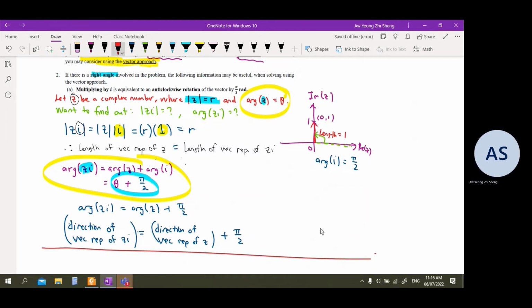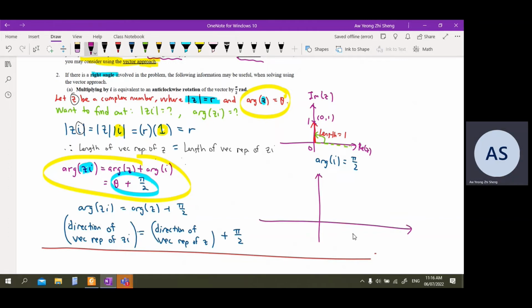Okay, and so what can we conclude from here? We know that earlier the modulus of zi is r, therefore we deduce that the length of the vector would remain unchanged when you multiply the complex number by i. And when we study the argument, we know that the argument gets added by pi over 2. So that means for whatever complex number z, I just draw a random complex number here, maybe somewhere in quadrant 4. Suppose that this is z, and suppose that the vector representation of it has a length of, let's say, 3 units.